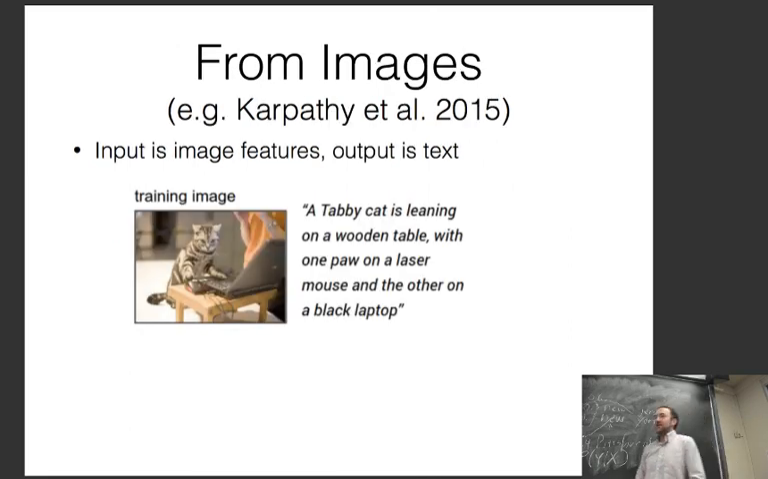Another one that I almost probably don't even need to talk about because it's so popular is image caption generation. So the idea here is that you have an image, and then you want to output text, and the image is encoded using a standard image encoding neural network like a CNN or something like that.